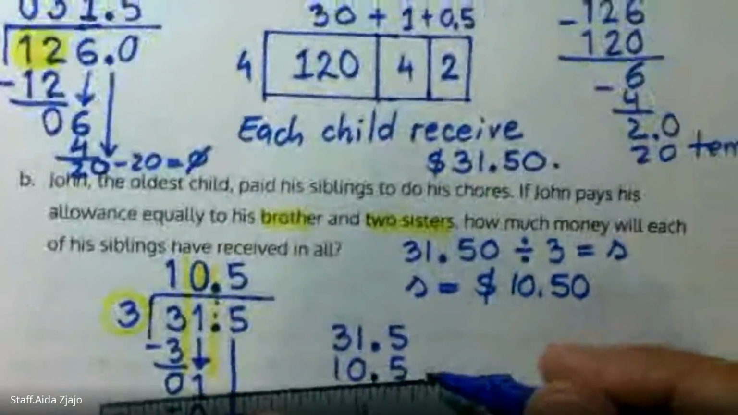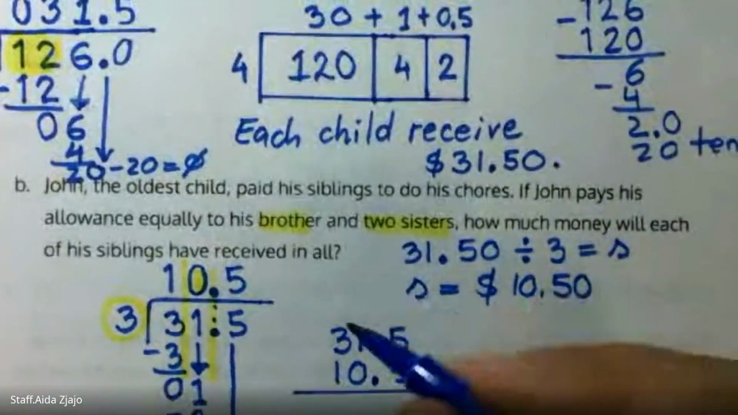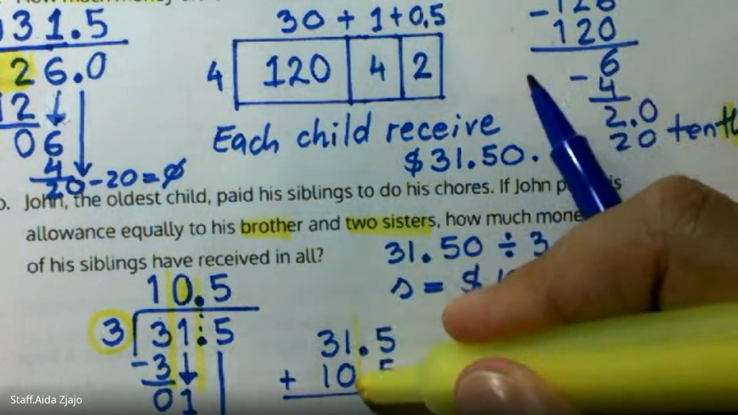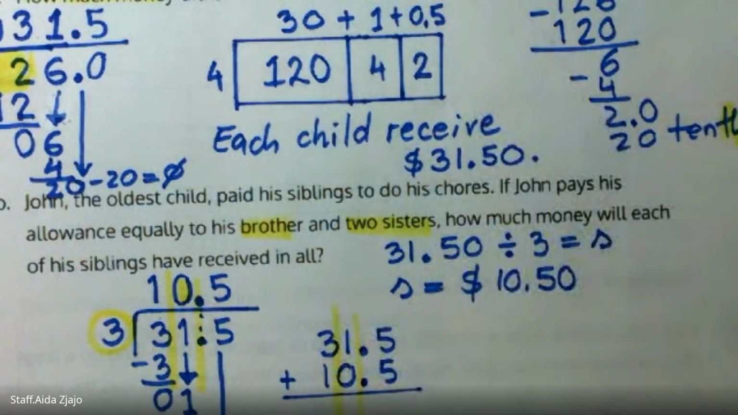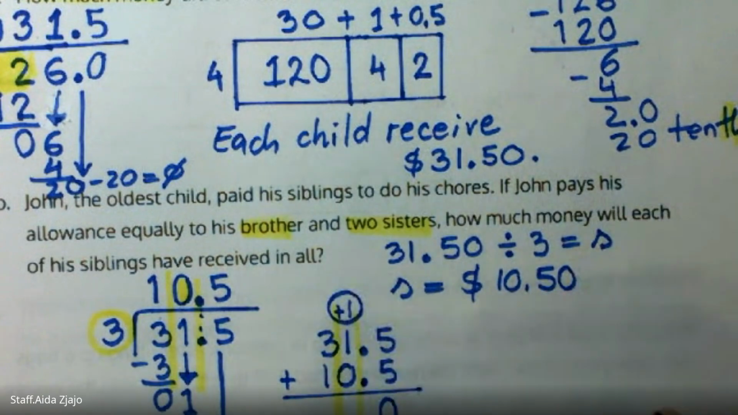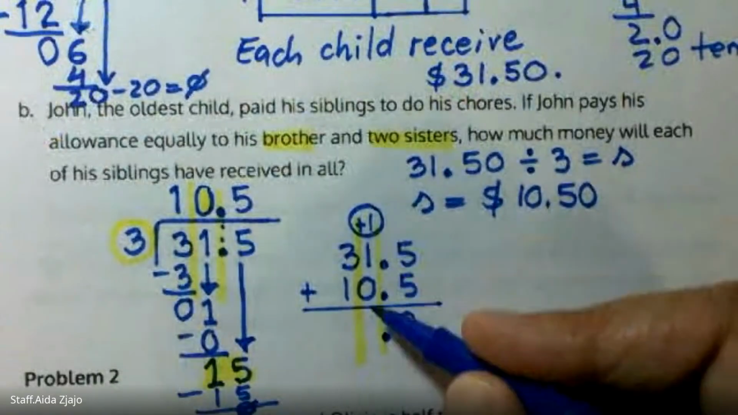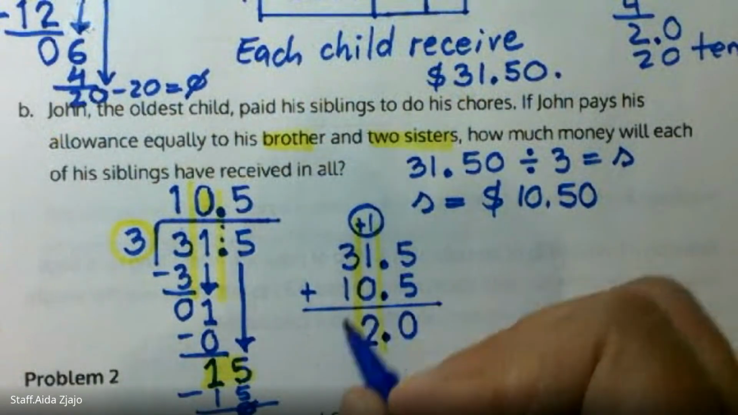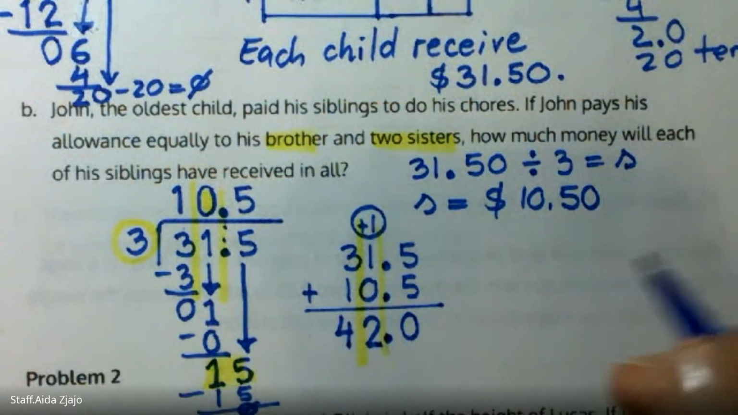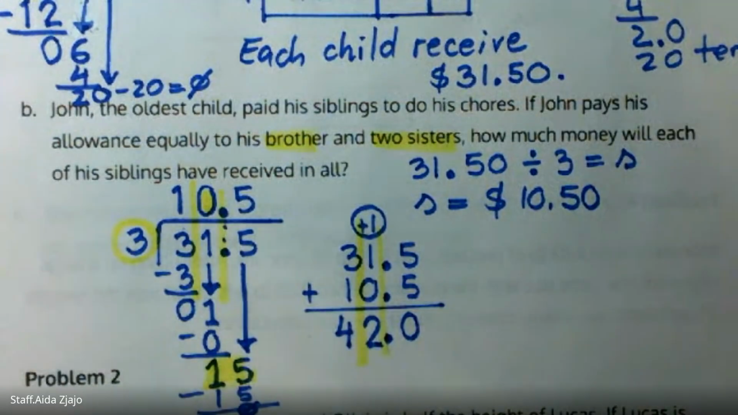So when we add that, we're going to line up the decimal first, and then add by place value. 5 plus 5 is 10. Remember, we made $1. Okay, 1 plus 1 is 2. 3 plus 1 is 4. So each of his siblings will have $42.